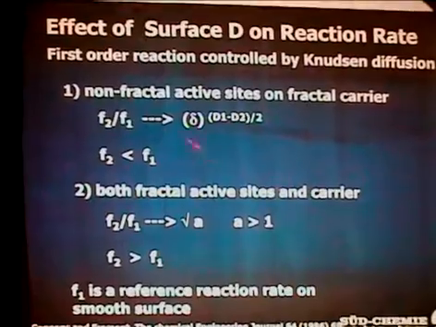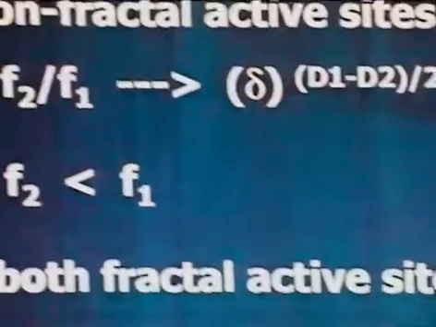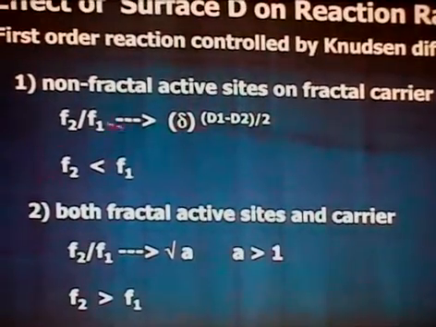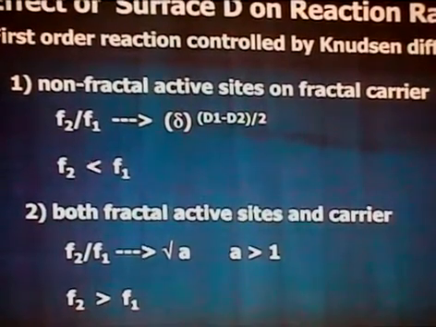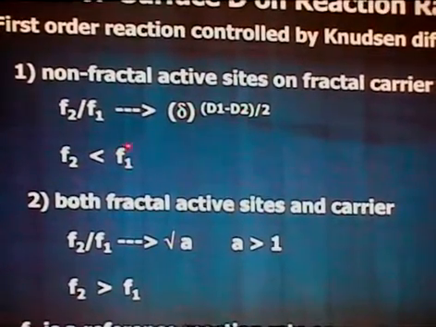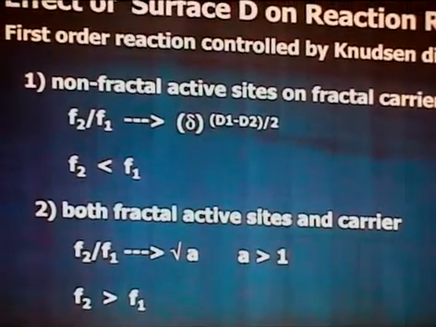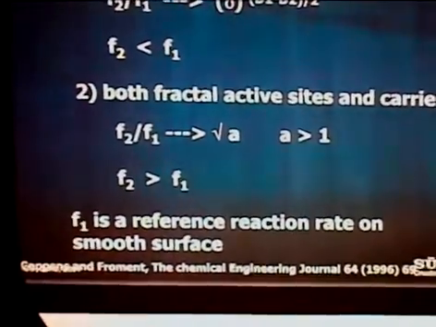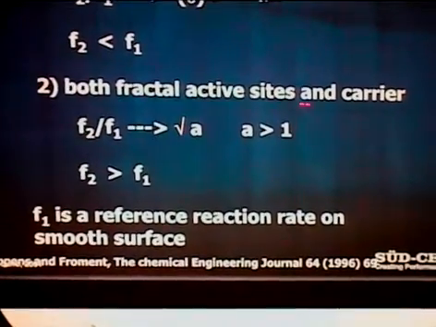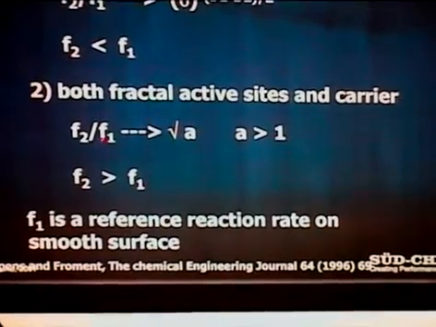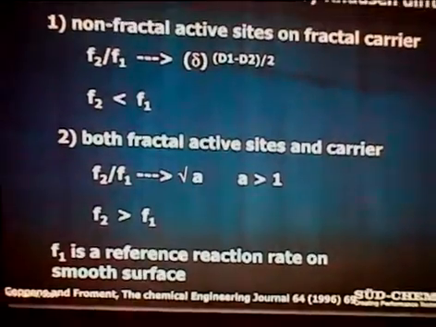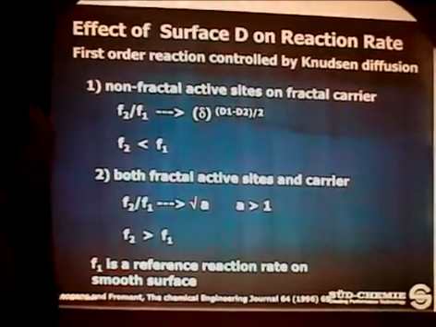The first scenario is that the carrier is fractal, but the active side is not fractal. In that case, based on his calculation, the reaction rate will actually be lower than with a non-fractal carrier. So what happened in the second case? Both the active side and the carrier are fractal. In that case, the reaction rate will be faster than this reference sample, which is non-fractal on both the carrier and the active side.